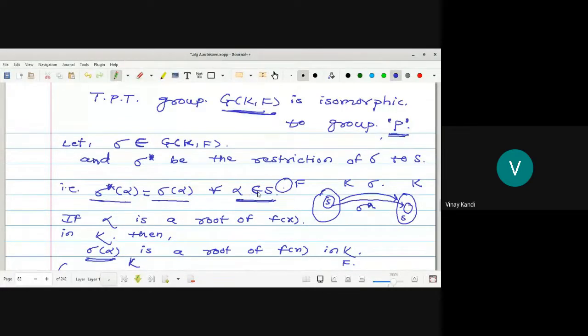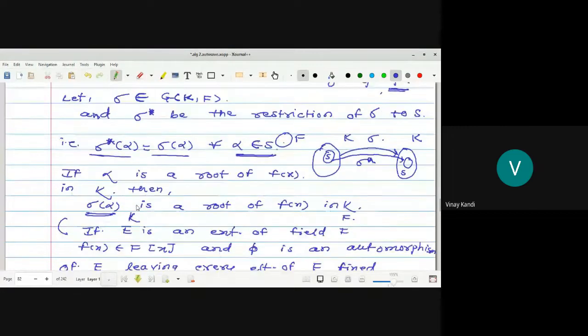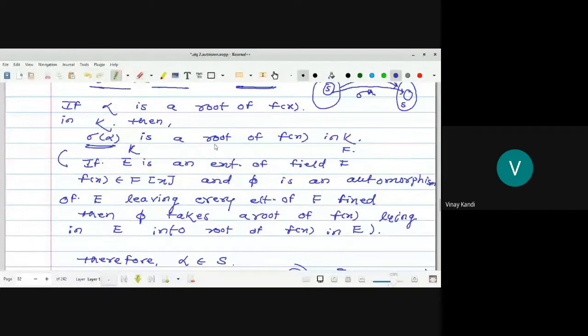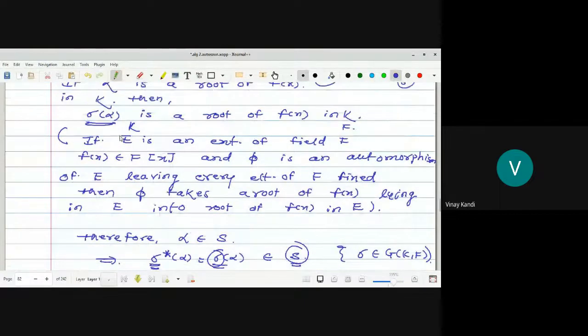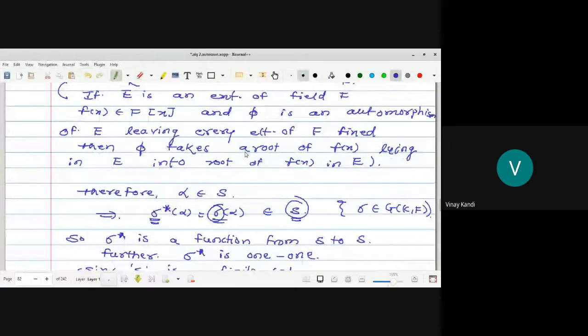So if alpha is a root of f(x), then we know that sigma of alpha is also a root of f(x). Why? By this theorem: root maps to root. If E is an extension of field F and f(x) belongs to F[x], and alpha is a root in E, and phi is an automorphism of E, then root maps onto root. So if alpha is a root, then sigma of alpha is also a root of f(x) in K. Therefore, for all alpha belonging to S, sigma star is equal to sigma.